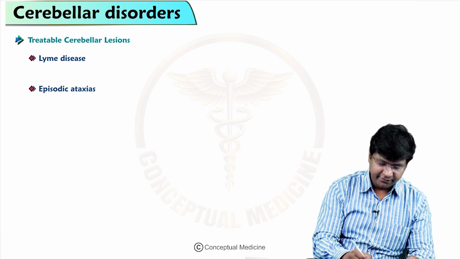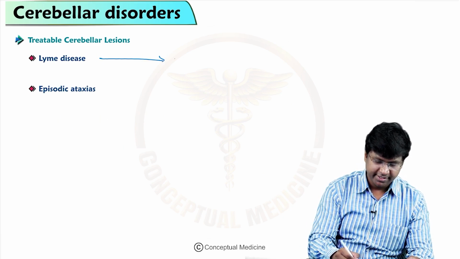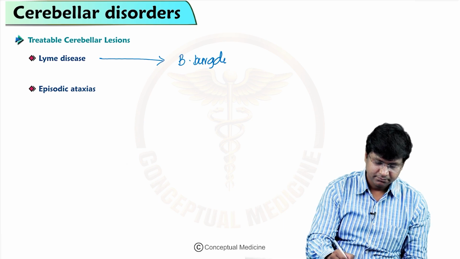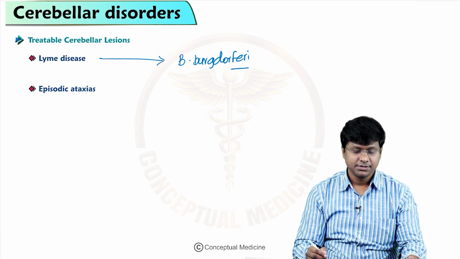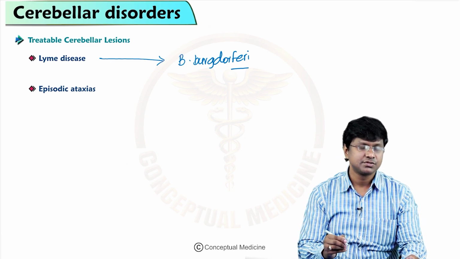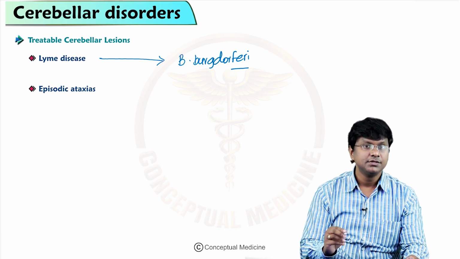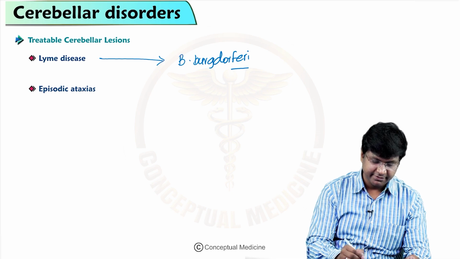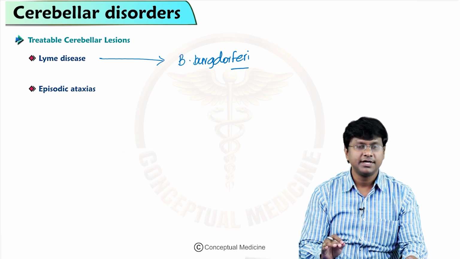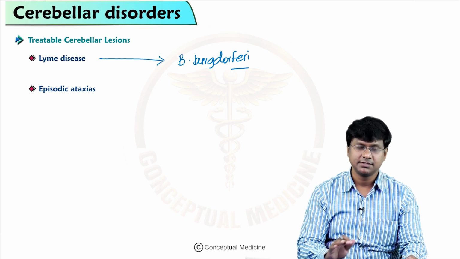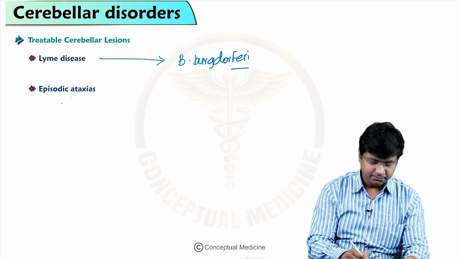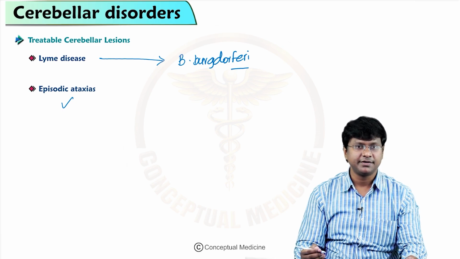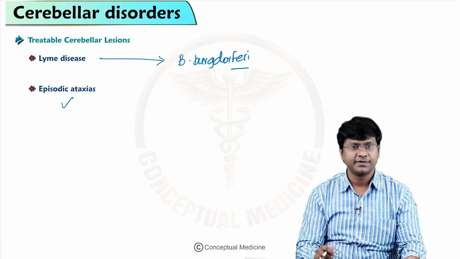Then the other important infection is Lyme disease. The organism is Borrelia burgdorferi. This Borrelia burgdorferi, the one responsible for the development of Lyme disease, will cause the cerebellar lesions, and there is development of symptoms. And once you treat this Borrelia burgdorferi with an adequate antibiotic like doxycycline, then the organism will be killed, and the cerebellar symptoms the individual has developed will recover. And then episodic ataxias can also be treated. So these are all the treatable causes for the cerebellar lesion.